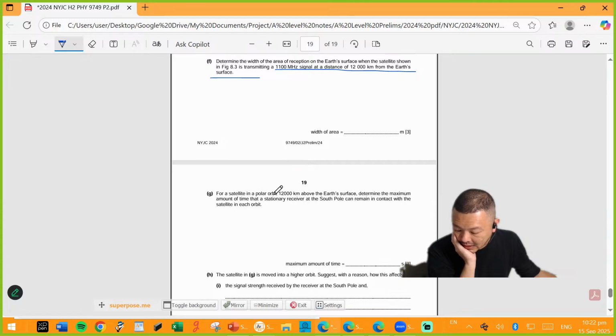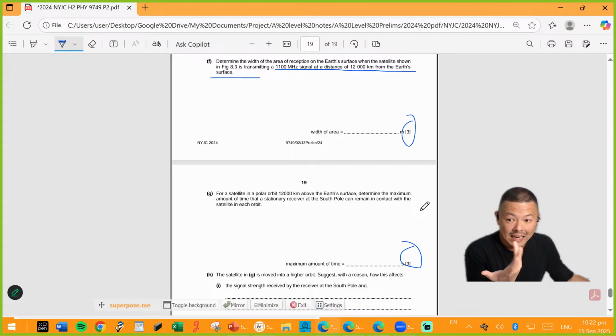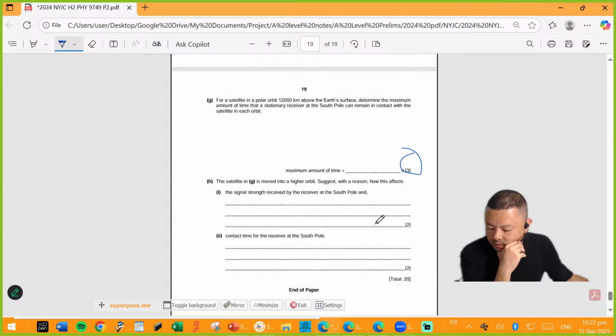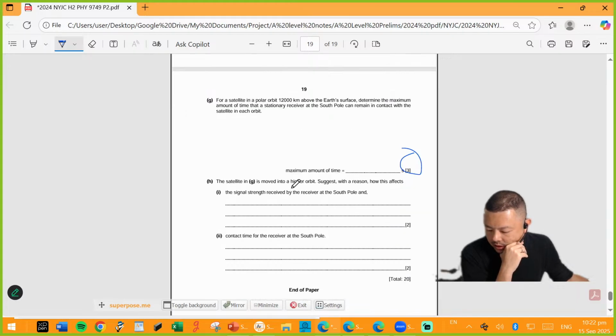Then they say for a satellite at a polar orbit, determine the maximum amount of time. Oh, okay. So it'll be the same 3 marks here and 3 marks here. If you didn't understand what was going on, then you would have lost these 3 marks as well, these 6 marks as well. So like 11 marks gone, right? Yeah, like 6 plus 5, right? 11 marks gone.